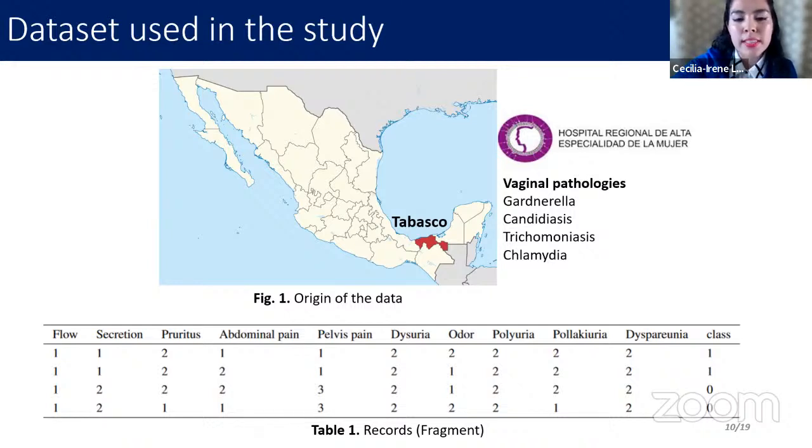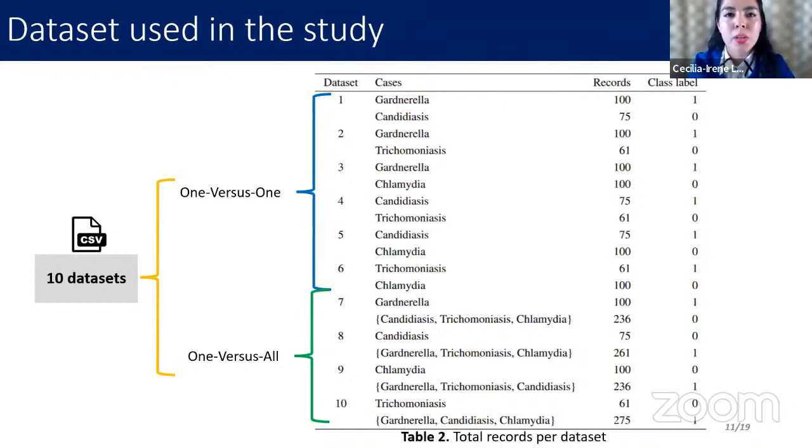The vaginal pathologies that we identified were Gardnerella, candidiasis, trichomoniasis, and chlamydia. Historical records were divided into files with comma-separated values. Ten data sets were constructed, consisting of binary classification corresponding to two different vaginal infections. With the collected data, we generated 10 data sets using two strategies. The first, one versus one, and the second, one versus all.